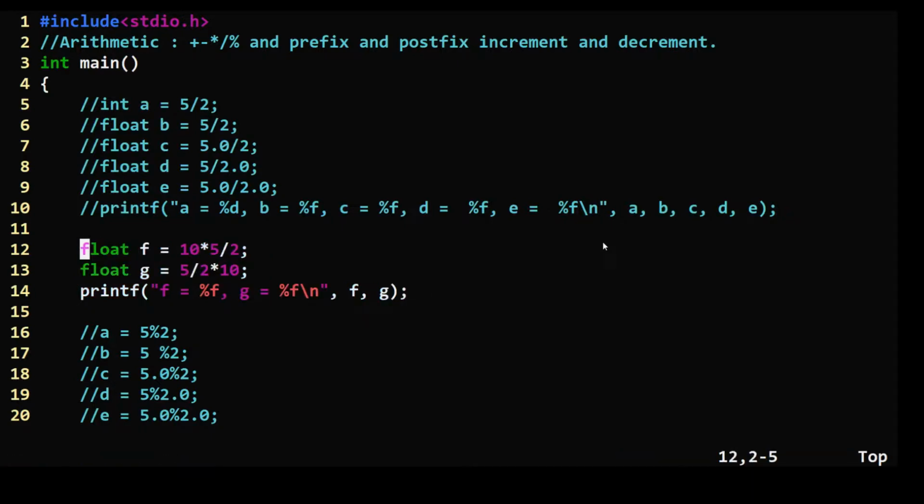Now let's have a look at the order of precedence. Here I have 10 star 5 by 2 and 5 by 2 star 10. So now here, if division has higher precedence than multiplication, I should get the same result, because 5 by 2 and 5 by 2 both evaluate to 2, and that times 10 should give 20. Let's see what the result is.